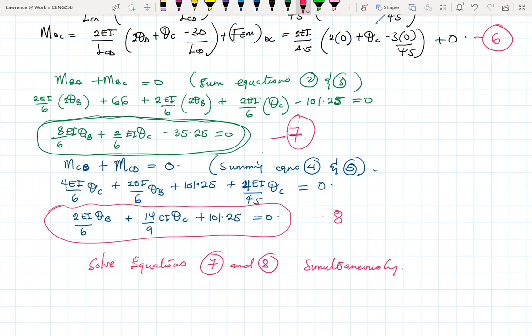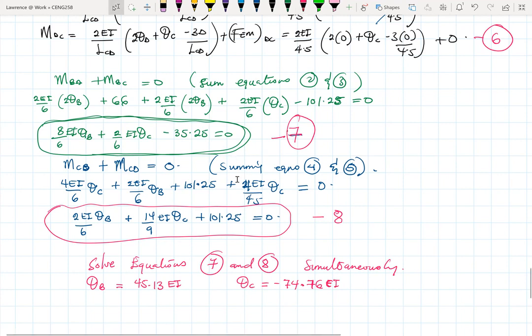You can always use your calculator to do that. If we solve the two equations simultaneously, I think theta B will be equal to... EI. You can see, we'll just cross check these values, all right? So these are your unknown slopes or unknown displacements.